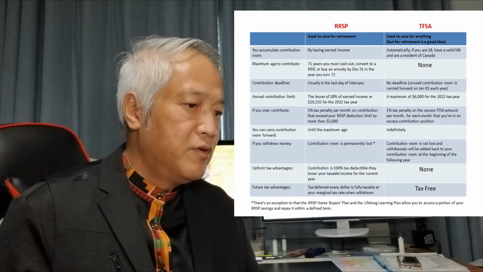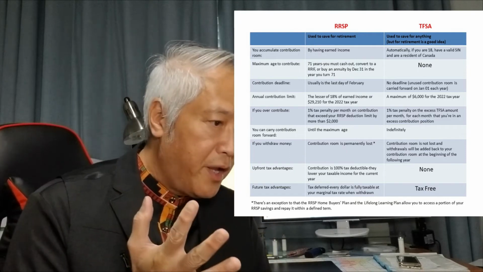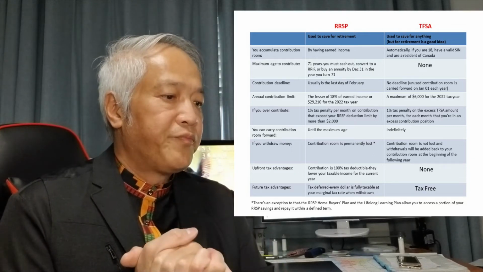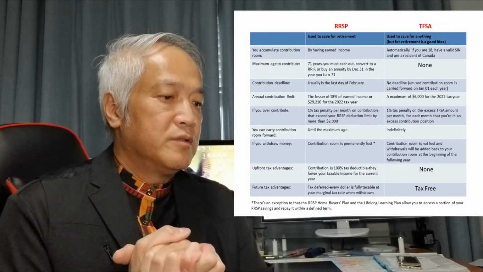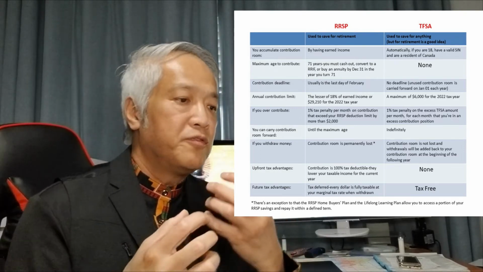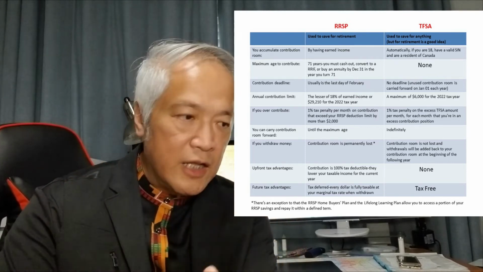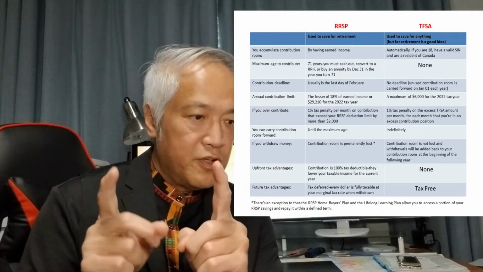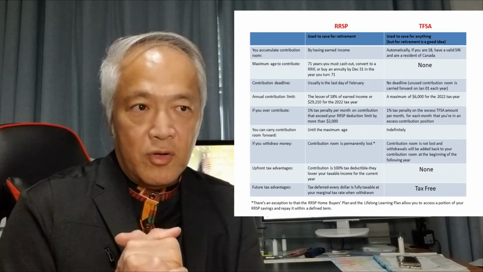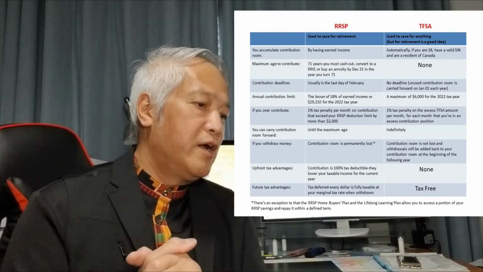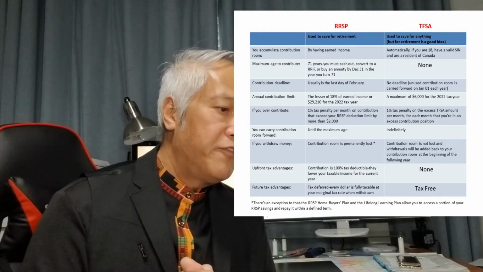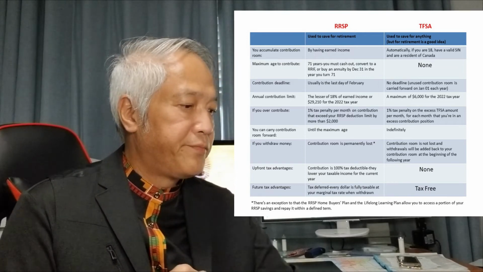For RSP, we also have the RSP Home Buyers' Plan and the Lifelong Learning Plan. Those are different. For the Home Buyers' Plan, you're allowed to withdraw a certain amount of money as a down payment for your next home, but you have to be a first-time home buyer. The money you withdraw is not taxable, but you have to pay it back. If I have the chance, I may share with you more about the Home Buyers' Plan and Lifelong Learning Plan in the future.